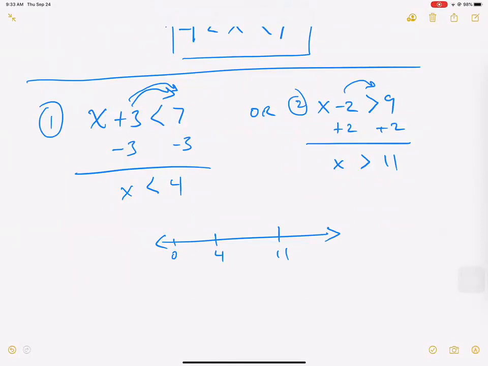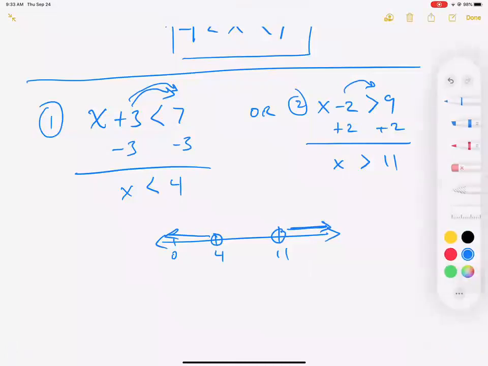You can draw 0 in the middle. That's fine. All number lines, if you draw them correctly, are always going to be right. Now, x here is less than 4. That means we do hollow and less than 4. On the right, x is bigger than 11. Well, hollow, because it's strictly greater than.